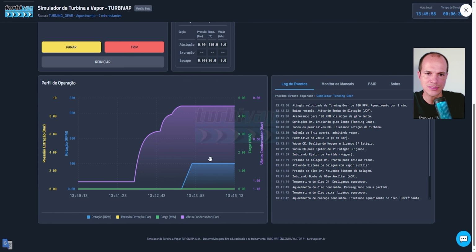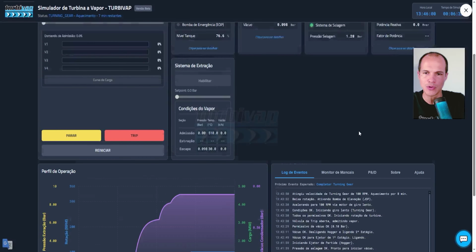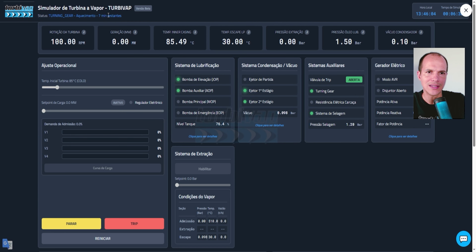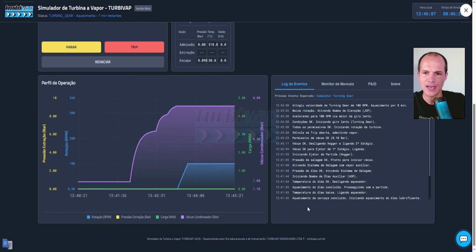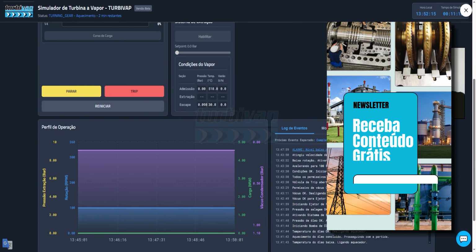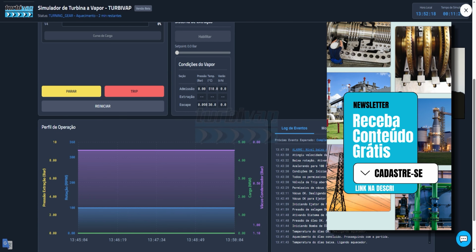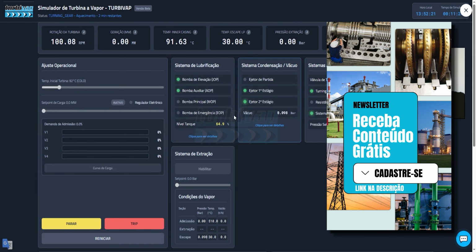So now we have the rotation here on the graph. It is telling us to wait to complete the slow roll, which takes 7 minutes. Then we will see the next steps. So what's going on here? We had some alarms before. It was paused, but here it warned us that the oil tank level is low.